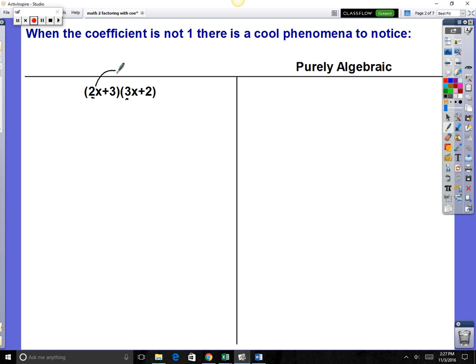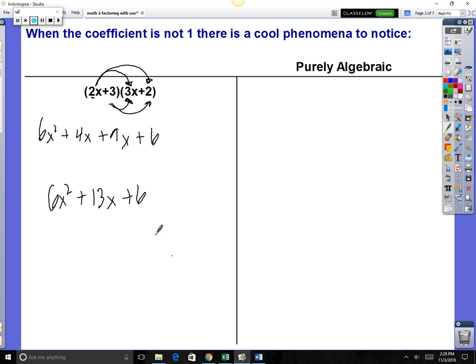So if you do 2x times 3x, that gives you 6x squared. And if you do 2x times 2, that gives you 4x. Then if you do 3 times 3x, that gives you 9x. And 3 times 2, that gives you 6. And these are like terms. So your product is 6x squared plus 13x plus 6. So these are the products we're going to start to give you.